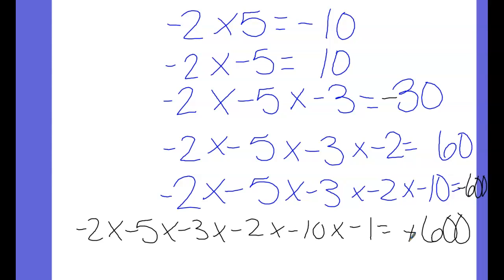Okay, so what if I had negative 2 times negative 5 times 3? It's going to be a 30. It's going to be a negative. Okay, negative 2 times negative 5 is going to be positive, 10. 10 times 3 is 30. So it's not the number of numbers, it's the number of what?